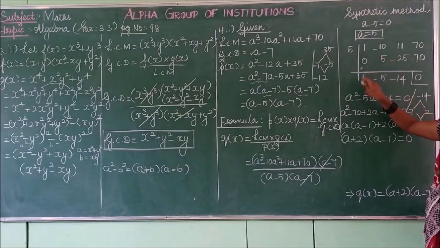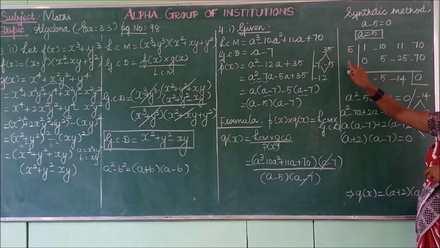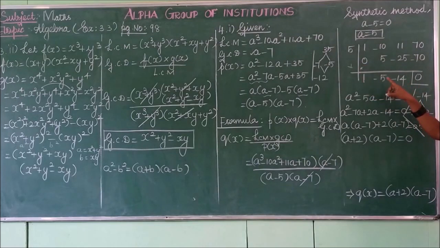For the next value, you have to cross multiply this. So if you multiply this one, 1 times 5 is what? 5. Then you have to add the values. Minus 10 plus 5 is nothing but minus 5. Then for this step, you cross multiply these two. So 5 into minus 5 is minus 25. Here you add the values.